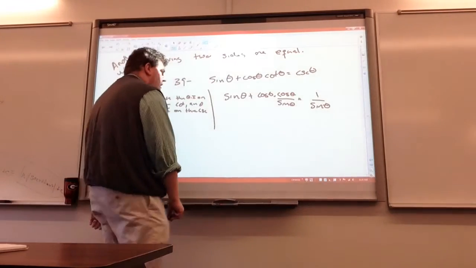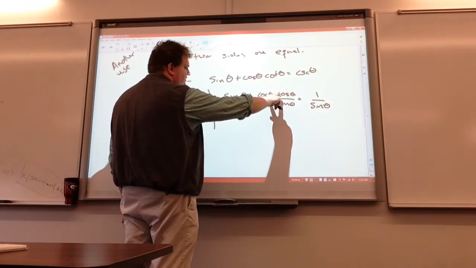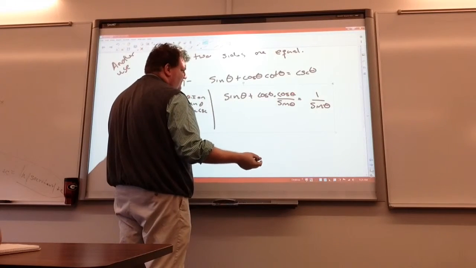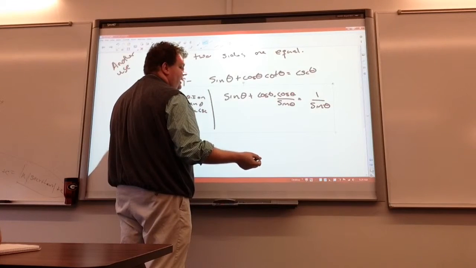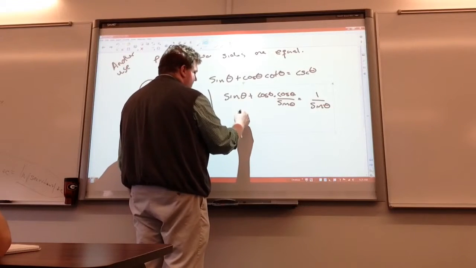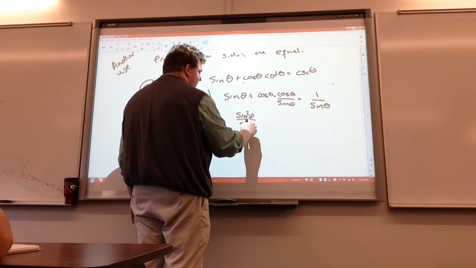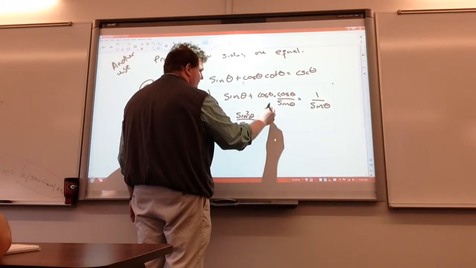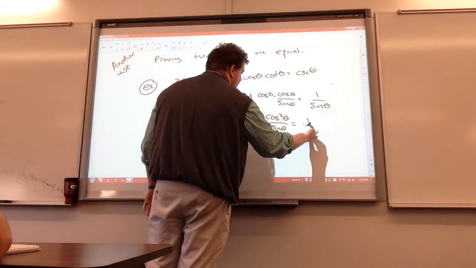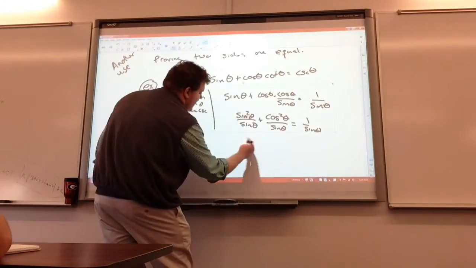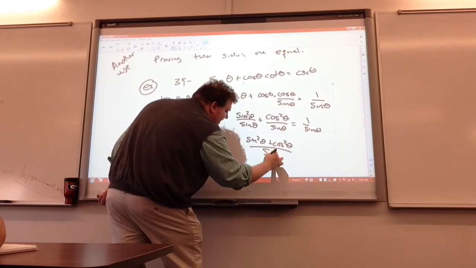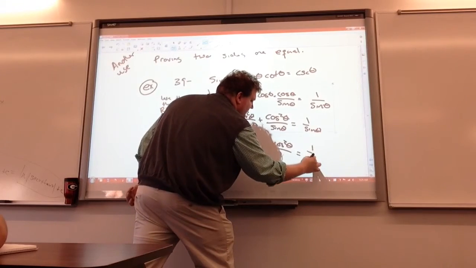Well, we're doing things algebraically. The next thing I'm going to do is multiply this out to make it cosine squared. This sine I'm going to add to this, which means I need a common denominator. What's my common denominator going to be? Sine. So this sine here becomes sine squared of theta over sine of theta, plus cosine squared of theta over sine of theta, is equal to 1 over sine of theta. That gives me sine squared of theta plus cosine squared of theta over the sine of theta, equal to 1 over the sine of theta.